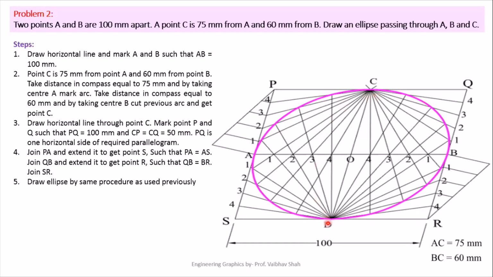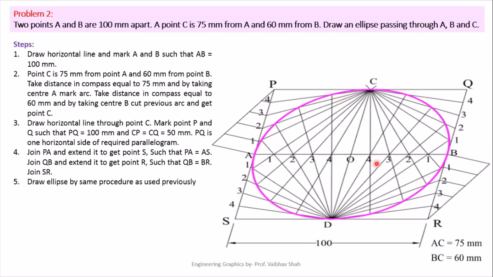After that, we'll be drawing lines starting from your D, passing from your point 4, connecting your 4 line. Starting from your D, passing from your 3, connecting your 3 line. Starting from your D, passing from your 2, connecting your 2 line. Starting from your D, passing from your 1, connecting your 1 line. After that, you will be having these points of intersection.